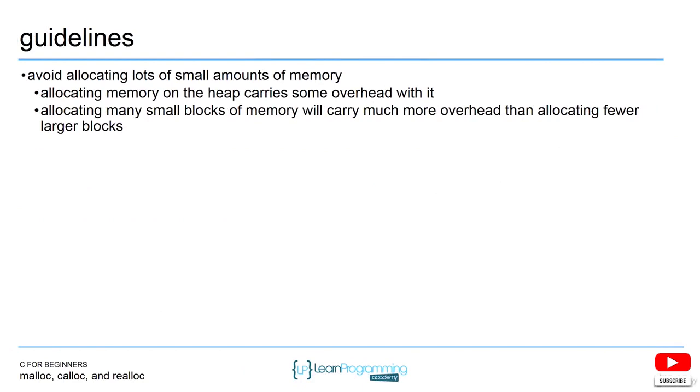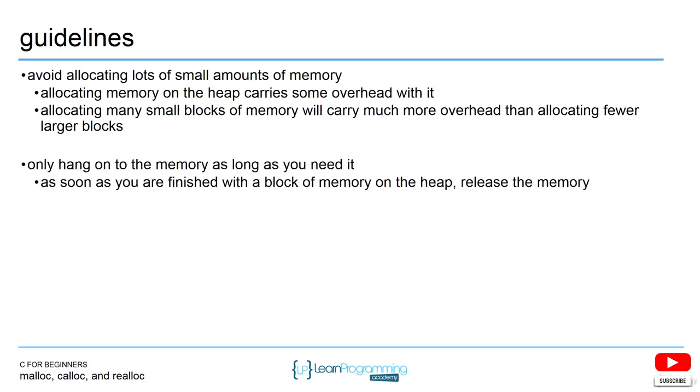You want to avoid allocating lots of small amounts of memory. It's not efficient. When you allocate memory on the heap, it does have some overhead with it. And if you allocate small blocks of memory, it's going to have much more overhead than allocating fewer larger blocks. So allocate the memory that you need, but don't do it every two statements, with reallocation. Do large chunks. Only hang on to the memory as long as you need it. Memory is a scarce resource. When it's on the heap, it's even more scarce.